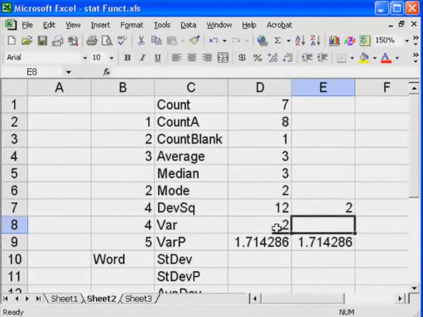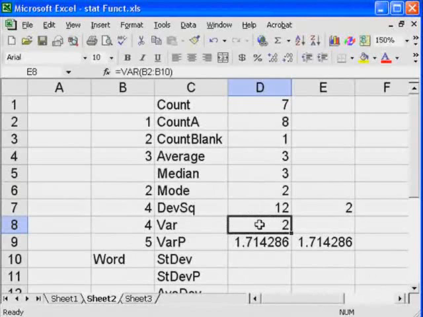And you don't need to know this, although conceptually you should know this formula for statistics. But to use Excel, you don't need to do it. All you need to know is equal, VAR, tell it where your data are, and it gives you the answer.